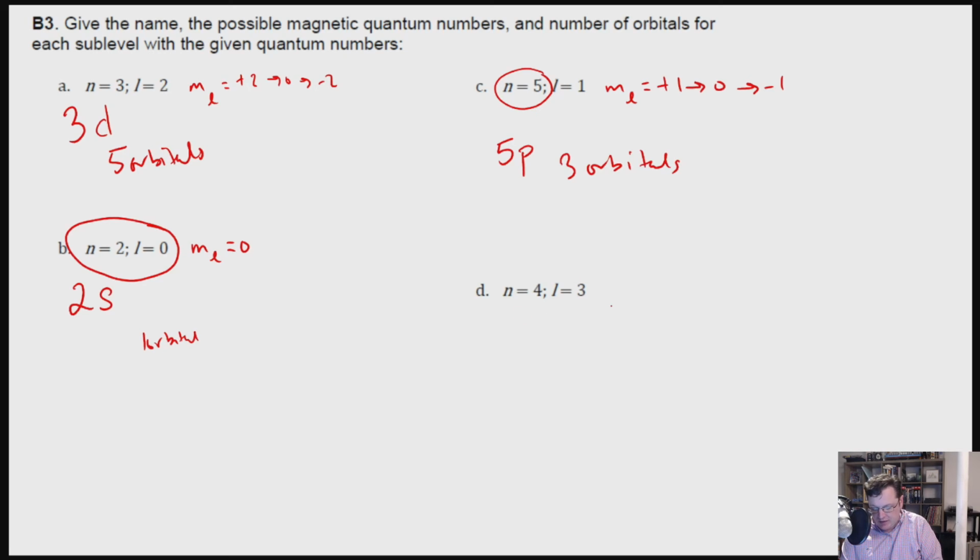For D, we have n is equal to 4, L is equal to 3. So now n is equal to 4, so that means that it's going to be a 4 in the name. When L is equal to 3, that means that we're looking at the f orbitals in that case. So we have that right there. And so now for m sub L, what we have is that it goes from positive 3 to 0 to negative 3. And so that means that we end up with 7 orbitals in that case.